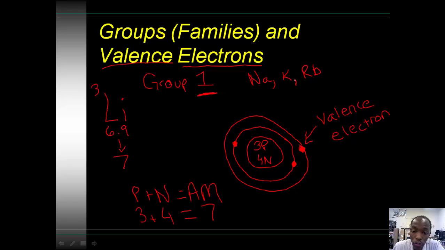All the elements in group 1 have 1 valence electron. No matter how many orbits they may have, they still will have 1 valence electron because they should have 1 electron on the last level. So our groups tell us the valence electrons. If we are in group 2, that means there are 2 valence electrons.